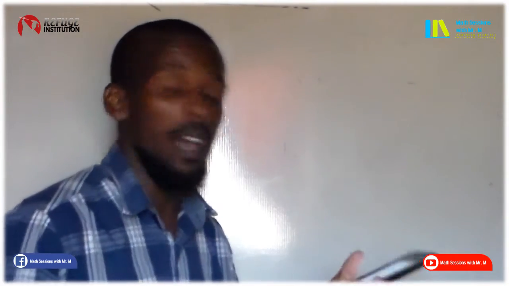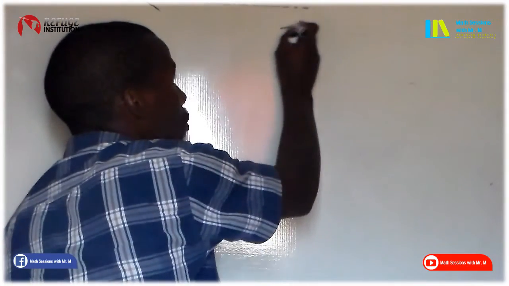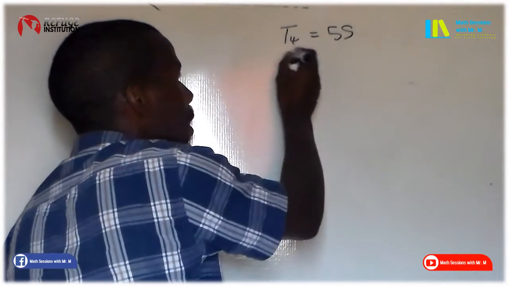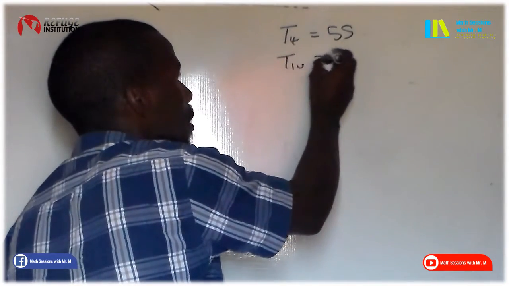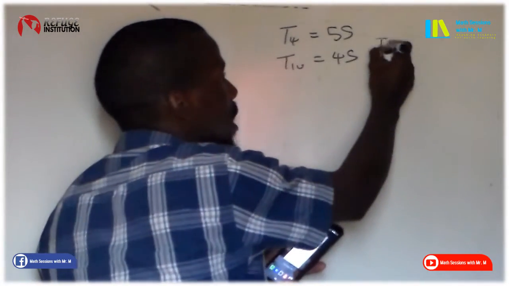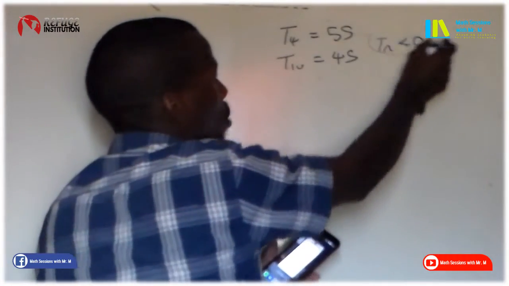And today we are going to deal with arithmetic series. So basically we have on screen a problem that is given to us: T4 is equal to 55, and then we have T10 equals 45. We are asked to find Tn less than 0. So this is what we need to find.